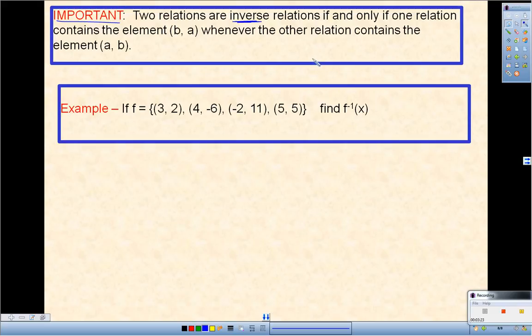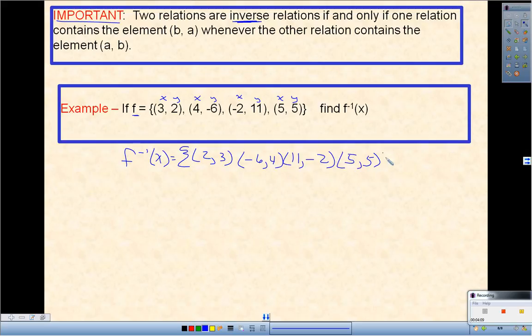What that basically means, guys, is that if you have a relation, and a relation is just any set of points, ordered pairs, the inverse of that relation would simply be where you swap the position of the x's and the y's. For example, if I tell you that I have a relation f with the points (3, 2), (4, negative 6), (negative 2, 11), and (5, 5), then simply the inverse relation would be (2, 3), (negative 6, 4), (11, negative 2), and (5, 5).